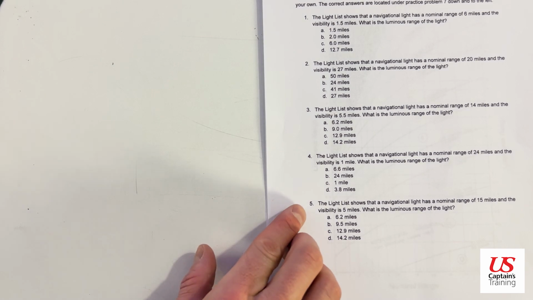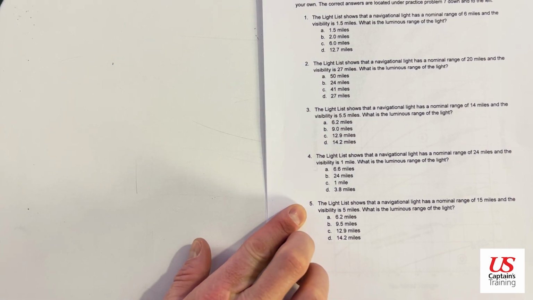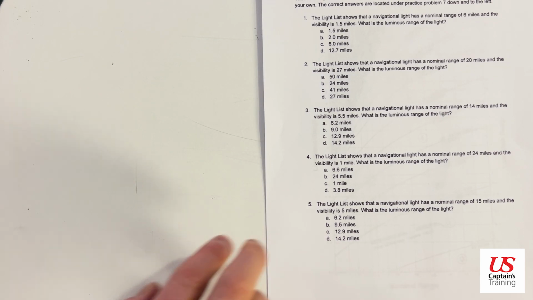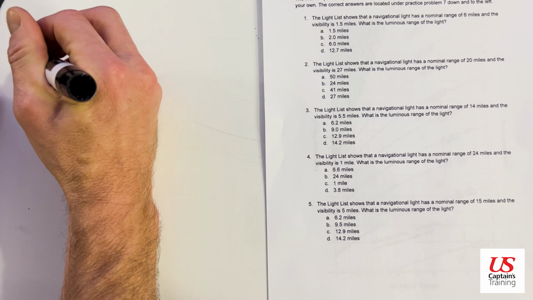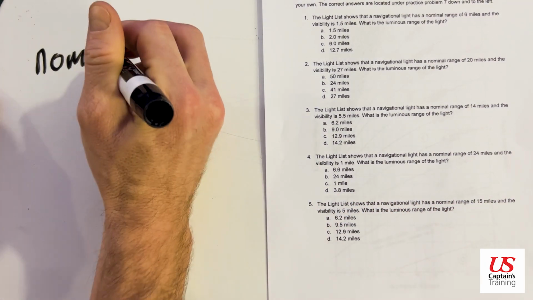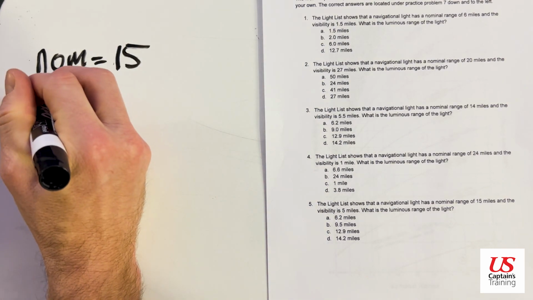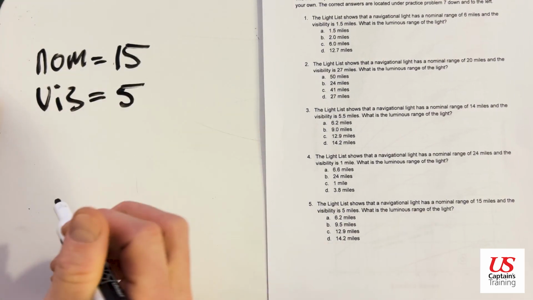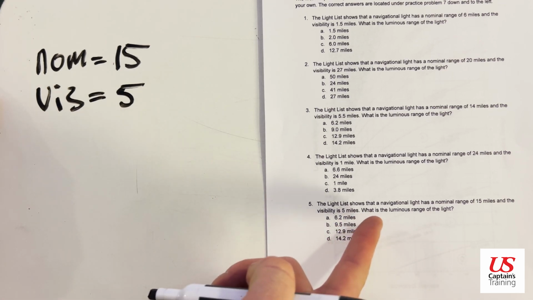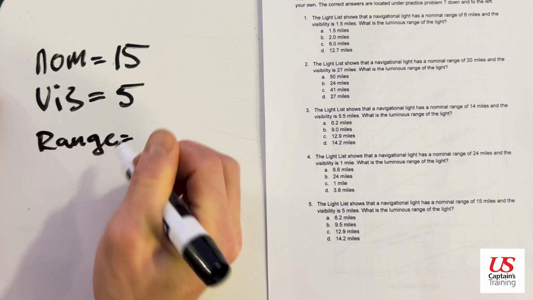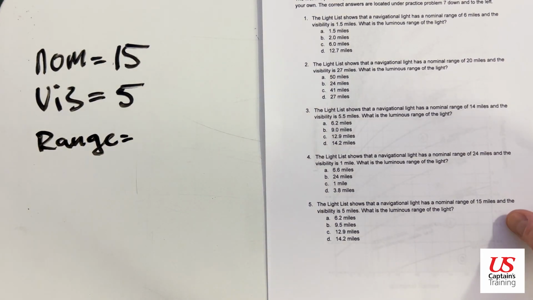The question reads, the light list shows that a navigational light has a nominal range of 15 miles and the visibility is 5 miles. What is the luminous range of the light? We record the given information. It gives us nominal range is equal to 15 miles, and it gives us the visibility, which is 5 miles. And then it asks us, what is the luminous range? Okay, now we have the information.